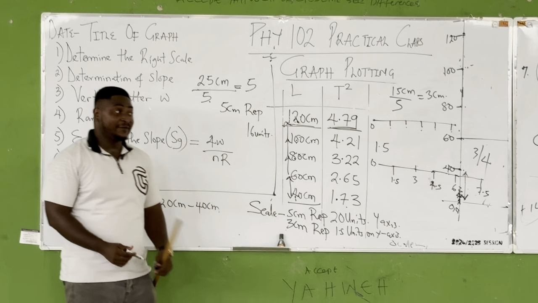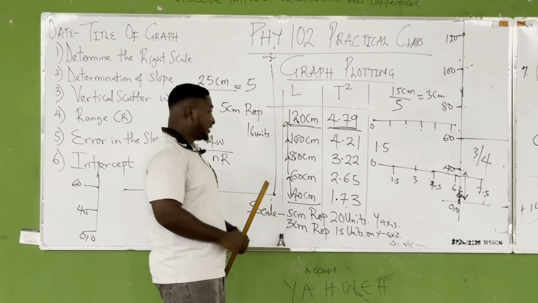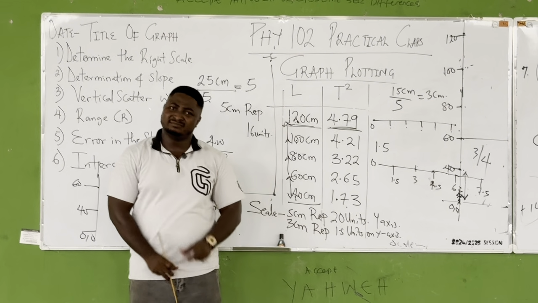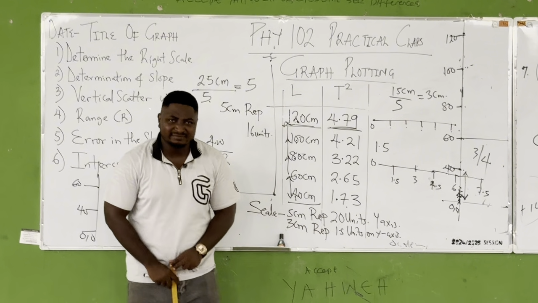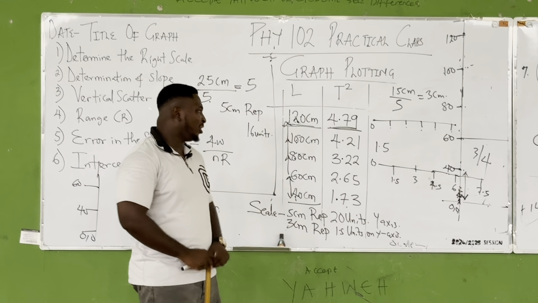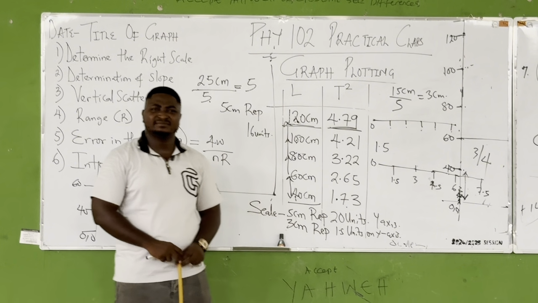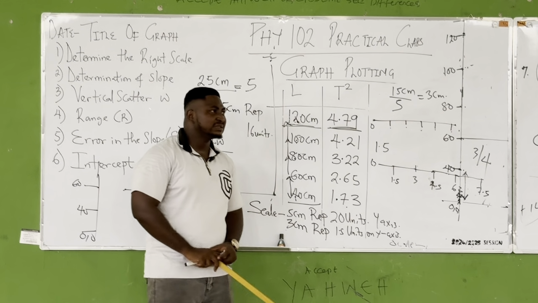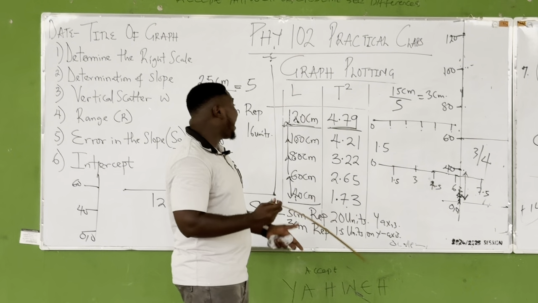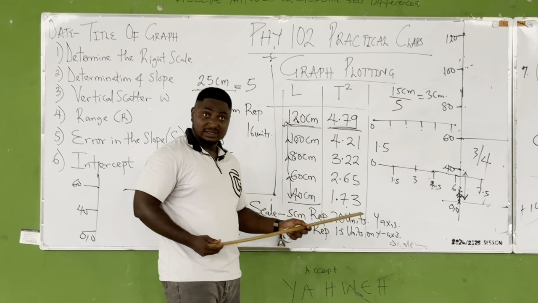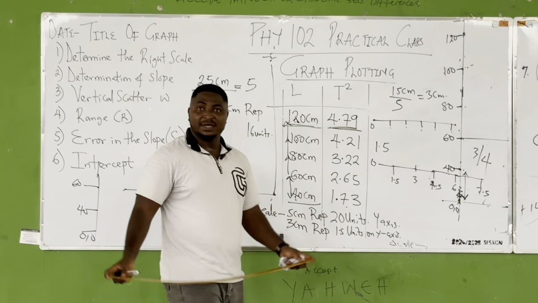You're now going to plot your graph. You now use this scale to plot your graph. Is anybody lost? I should come again. Okay, the y-axis is clear now. It's the x-axis, right? Let me come again.